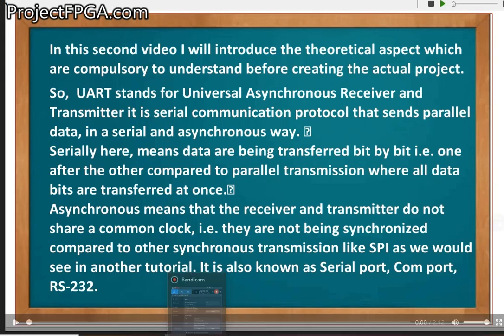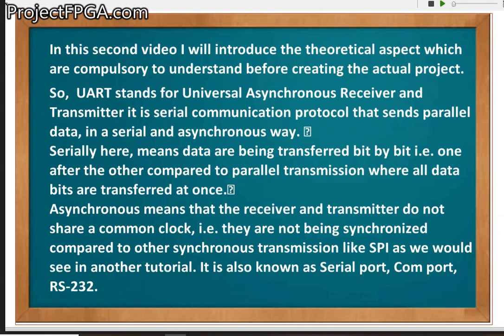So in this second video, I will introduce the theoretical aspects which are compulsory to understand before creating the actual project. So UART stands for Universal Asynchronous Receiver and Transmitter. It is a serial communication protocol that sends parallel data in a serial and asynchronous way.